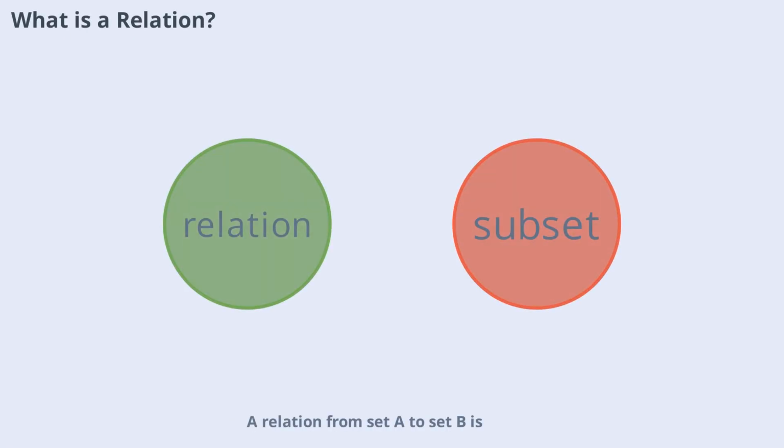A relation from set A to set B is simply a subset of the Cartesian product A times B. This means we select certain pairs based on a specific relationship between their elements. For example, if we want all pairs where the first number is a factor of the second, we only include those pairs. Relations help us describe and analyze connections between sets in a structured way.